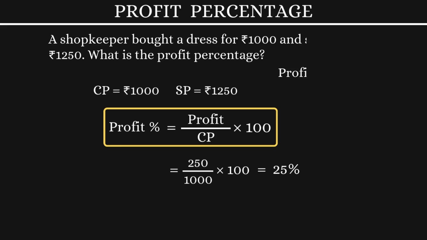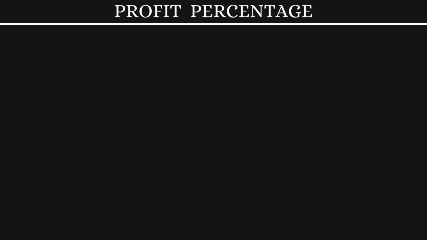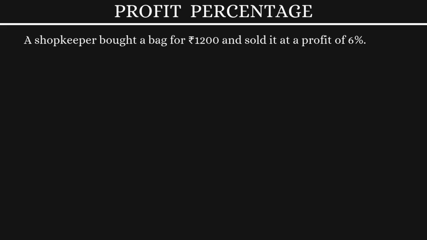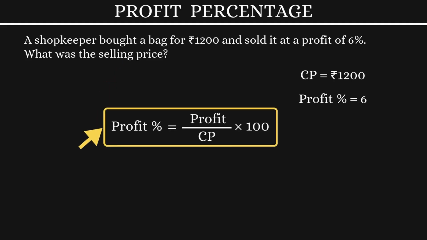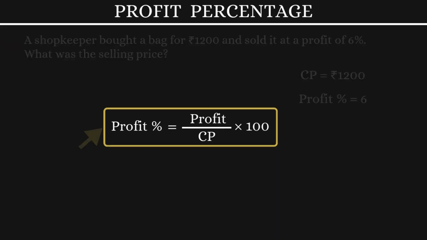Next, let's consider this question. A shopkeeper bought a bag for rupees 1200 and sold it at a profit of 6%. What was the selling price? In this question, we are given the cost price and the profit percentage, and we are asked to find the selling price. But in this formula, there is no selling price. So using this, let's find a formula for the selling price to solve this question.